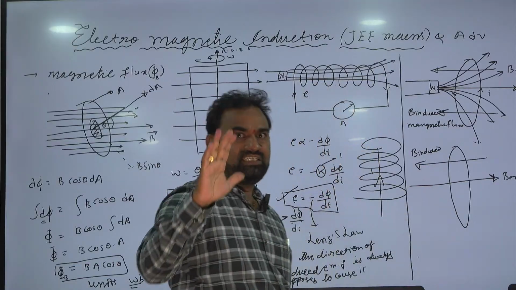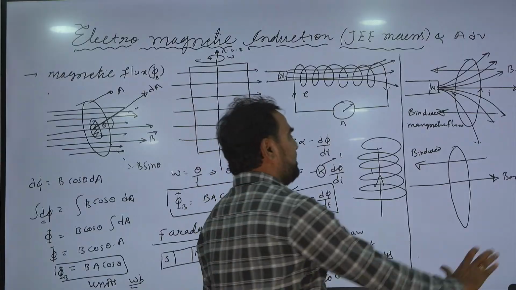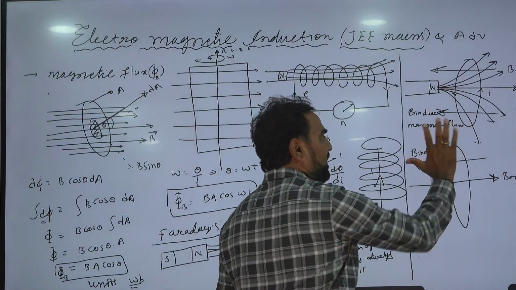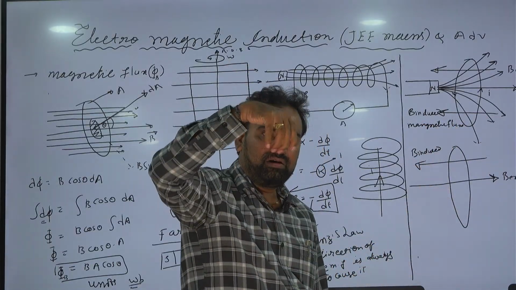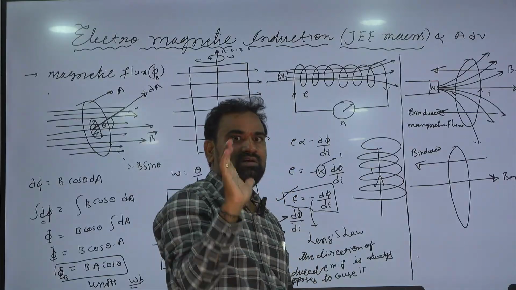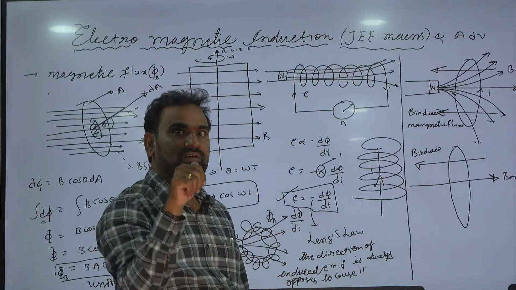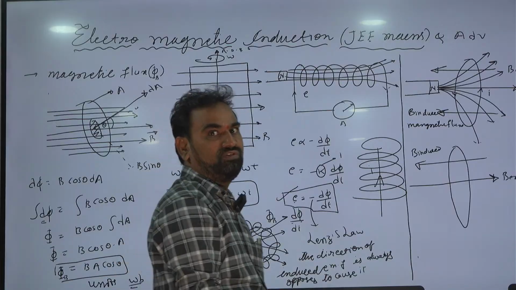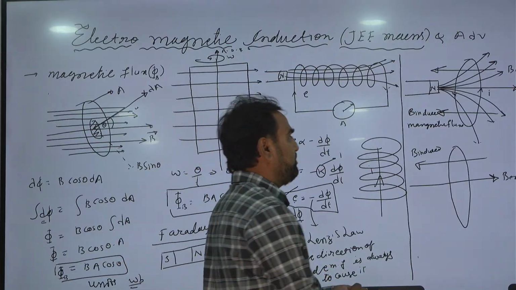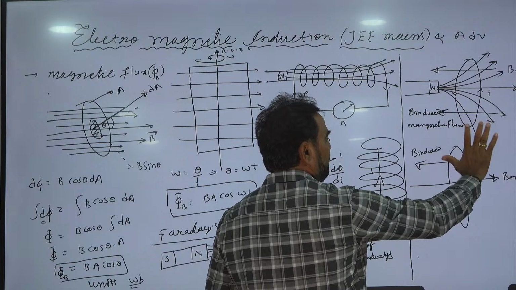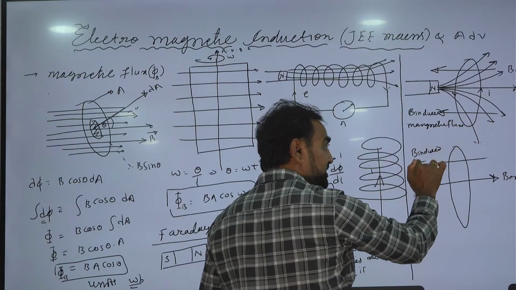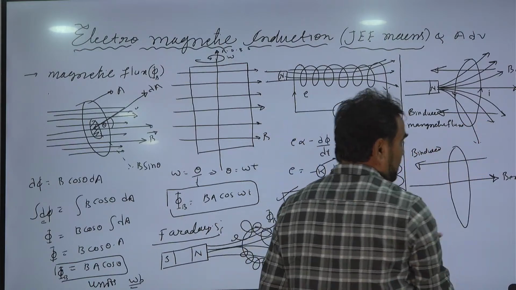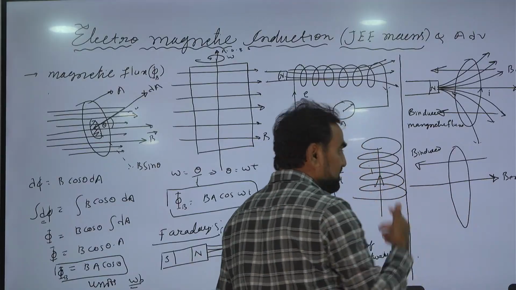A right hand is situated such that the thumb is pointing in the direction of the induced magnetic flux. Then the remaining curled fingers give the direction of the flow of the induced current in that coil. That means the induced magnetic field will act along that direction, because it must be opposite to the existing magnetic flux.